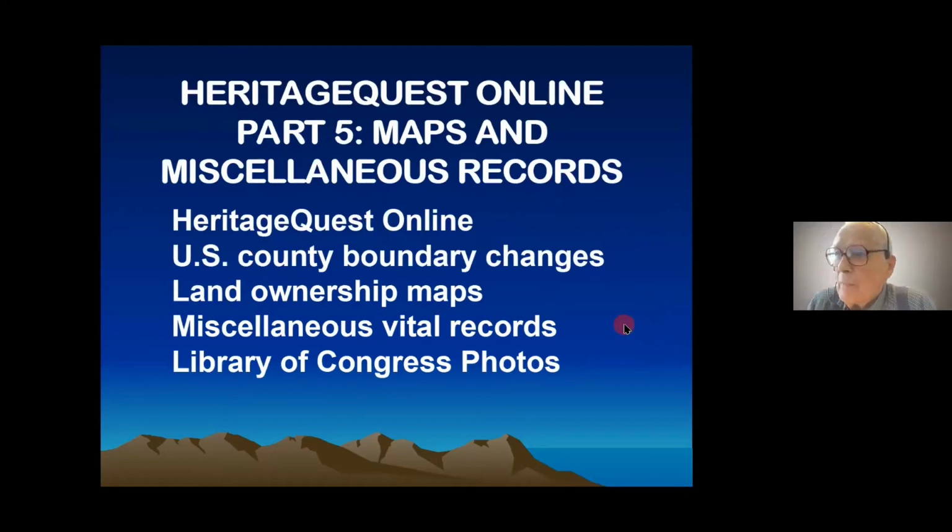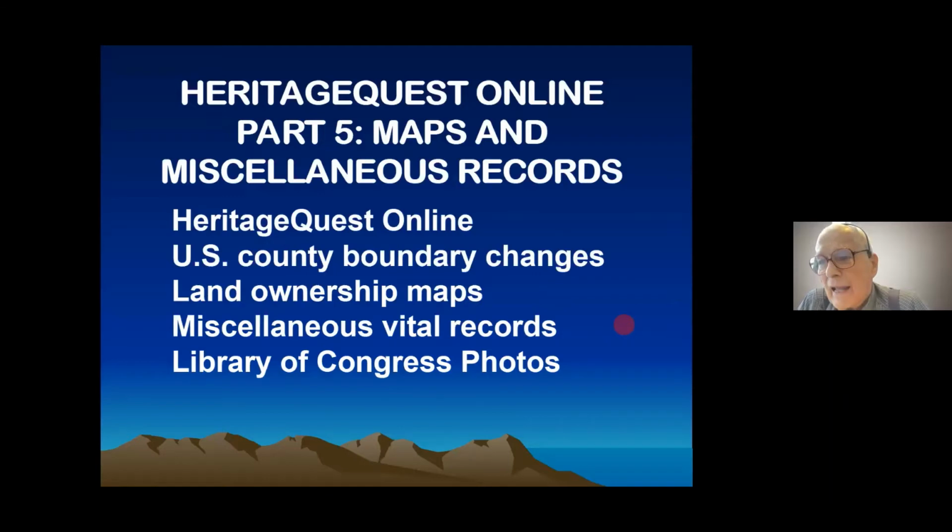Here's what we want to talk about today on the maps and the miscellaneous records. We'll talk a little bit about getting to HeritageQuest Online, and the details are in earlier classes, and those notes are on my website so that you can get to them. They have on there the U.S. county boundary changes for every state in the union, and we'll look at that and see what you can do with it, how the counties change over the years. For every state. There's over 3,000 counties in the U.S., and each state is listed in an interactive map on it. We'll show you that.